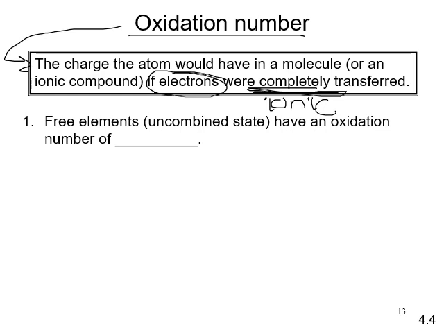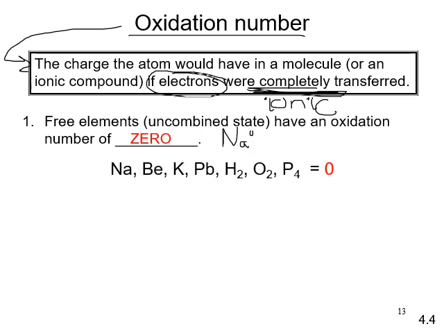So oxidation number for free elements is always 0. I started out with this in the beginning of the semester, and I would list something like sodium, and if it was just straight sodium metal, I would put a 0 with it. So all of these, if it's just listed by itself, have a 0 oxidation number. They're elemental. No electrons have been exchanged.